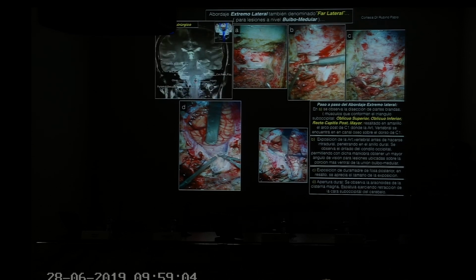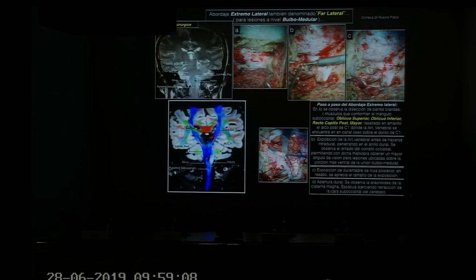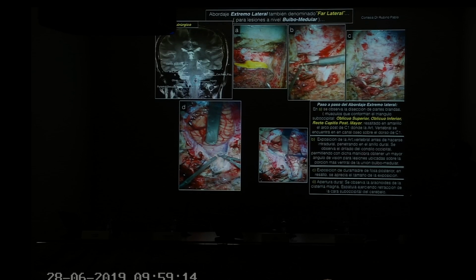In this way, you can expose this cavernoma here. We access this cavernoma. Previously, we did one tractography. The cavernoma pushes the corticospinal tract medially, as you can see perfectly in the tractography. Here, we remove part of the posterior arch of C1.